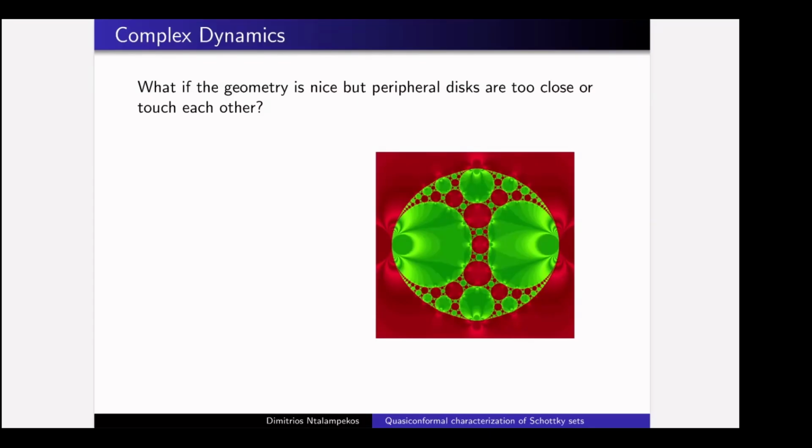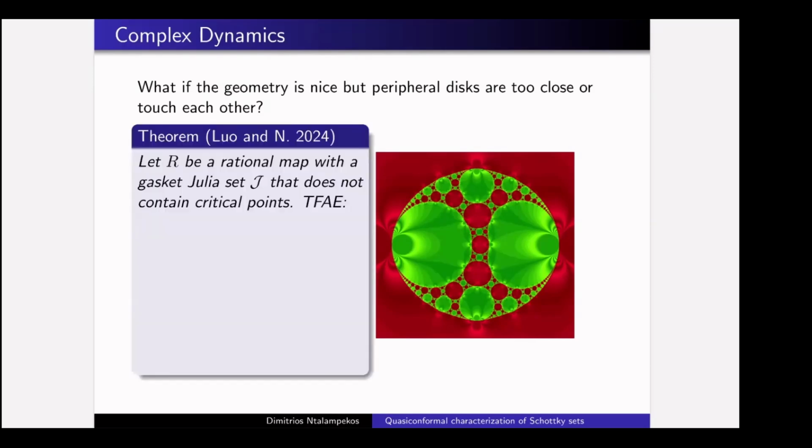We studied the problem of uniformizing those Julia sets by Schottky sets in joint work with Yusheng Luo, and we were able to actually characterize those Julia sets. If R is a rational map and the Julia set does not contain critical points, then the following are equivalent. The Julia set is quasi-conformal to a Schottky set. This is the uniformization. Next, we have the geometric criterion.